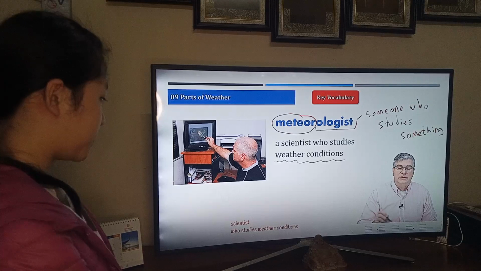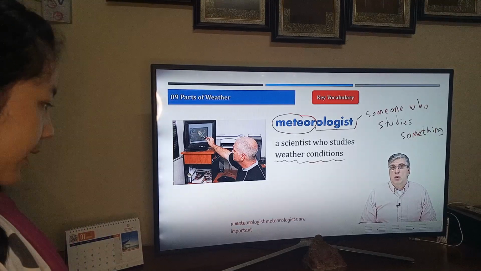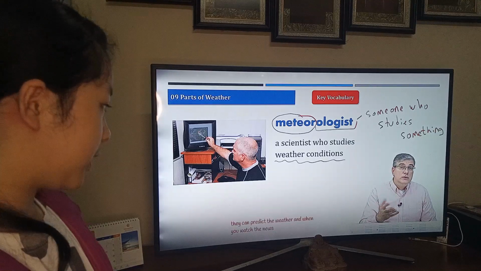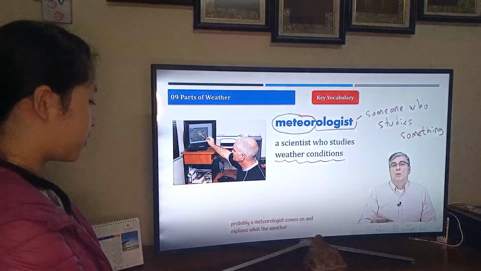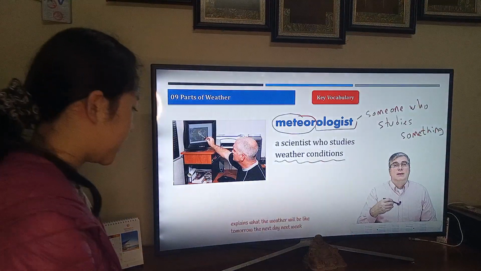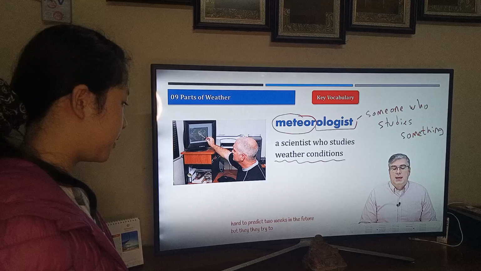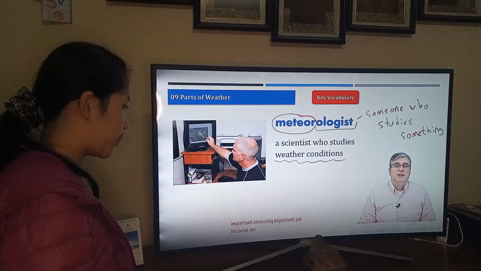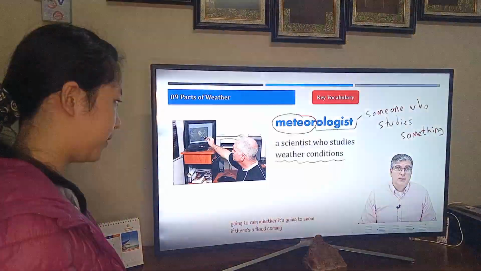So, it's a scientist who studies weather conditions. Meteorologists are important because they can predict the weather, and when you watch the news, the meteorologist wants to explain what the weather will be like tomorrow and the next day. It is hard to predict two weeks ahead, but they try, and it's usually important to know.